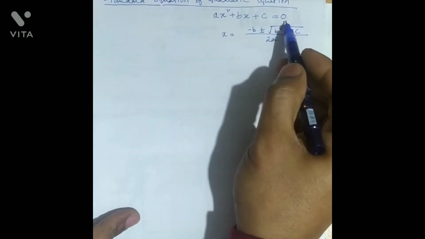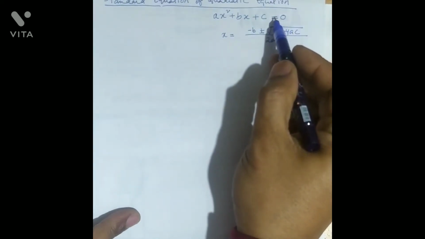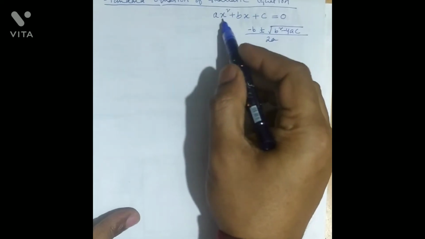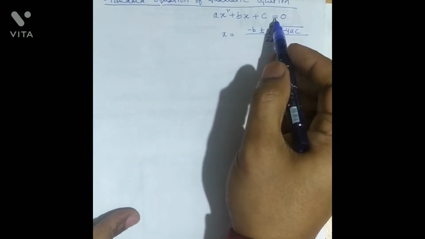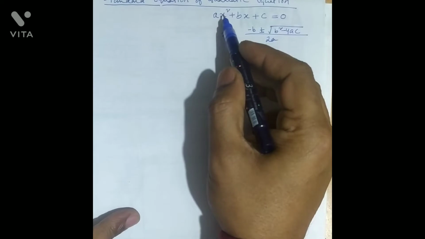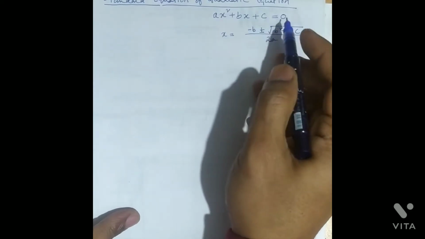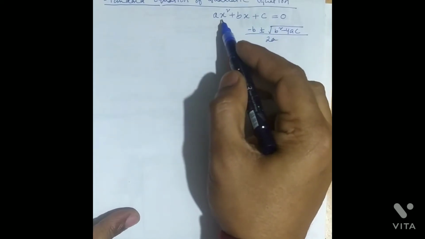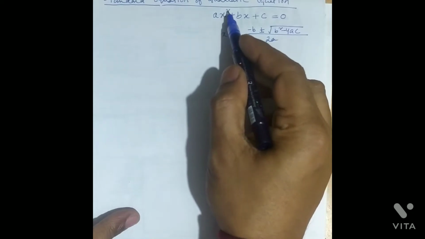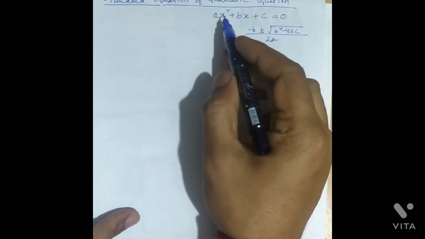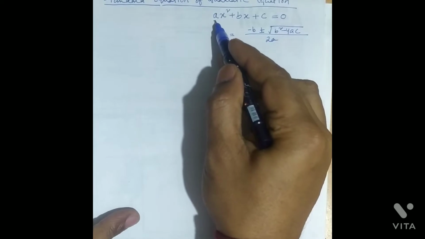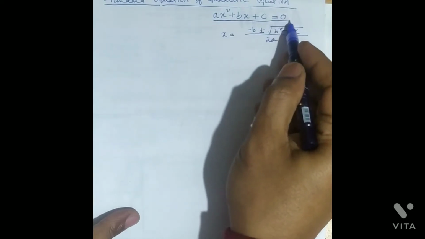This is an equation. There is an equals sign, and that is why this is an equation. So this is the quadratic equation, because the maximum exponent of this equation is 2. This is the standard form of a quadratic equation.